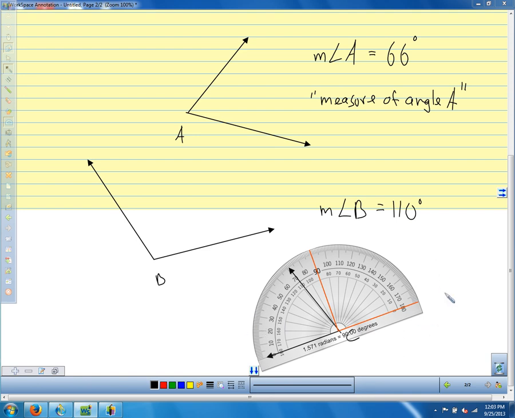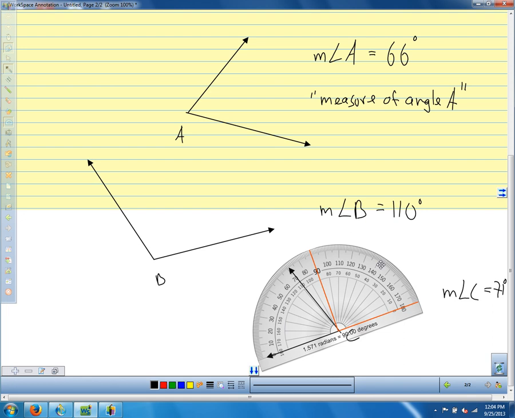So we would say the measure of angle C is about 71 degrees. Just because we're on this side doesn't mean we use the big numbers. If it's smaller than 90 degrees, we use the smaller numbers. If it's bigger than 90 degrees, we use the bigger numbers. A protractor is like a curved ruler. We use it the same way.